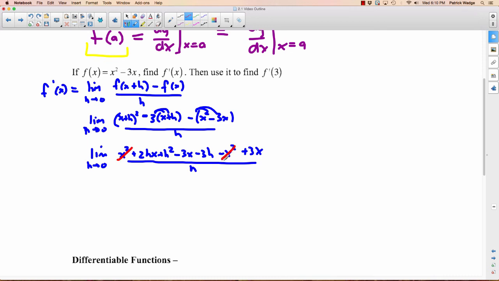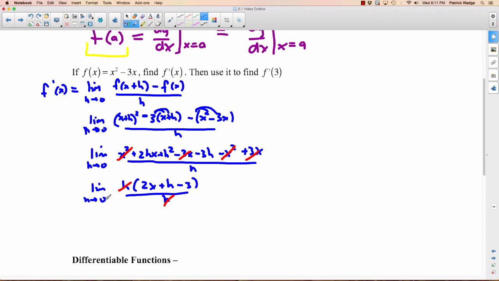X squared, negative x squared. Negative 3x plus 3x. Okay, we're just left with two terms. You can factor an h out of both of them. So that'll be the next thing we'll do. We'll have the limit as h approaches 0 of h. We're left with, I'm sorry, three terms left, and you can take an h out of each one. So h times (2x plus h minus 3), all divided by h. You can cancel out those h's, and you're ready to evaluate the limit.